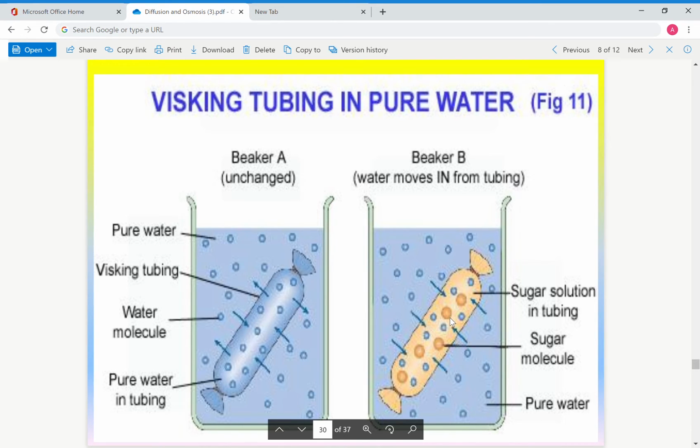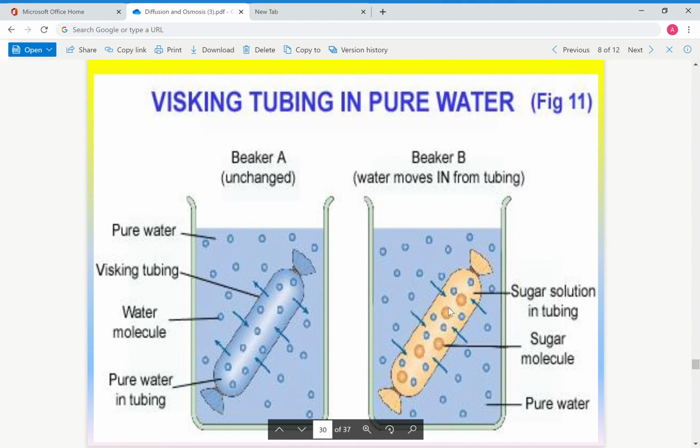Now if you take a look at this example here, in this whisking tubing there's sugar and there's pure water on the outside. What you always have to consider in any question is where is there more water and where is there less water. And what I want you to see here is that there's actually more water on the outside, so water will move into the whisking tubing by osmosis. And the whisking tubing will actually gain in mass, so it will increase in mass.